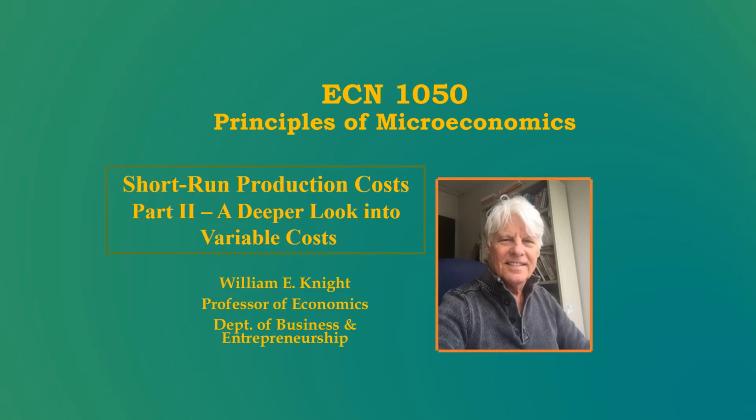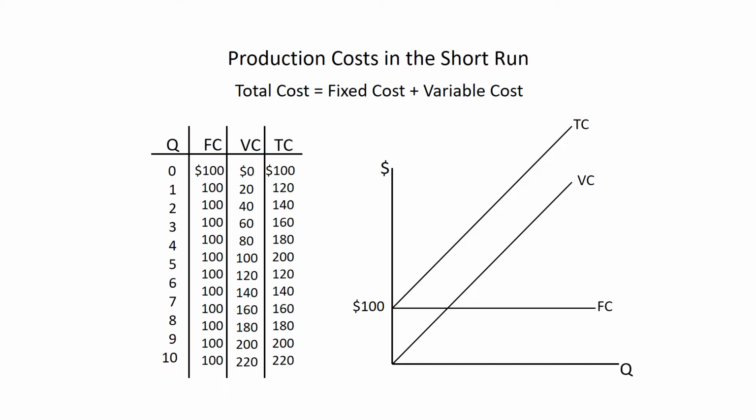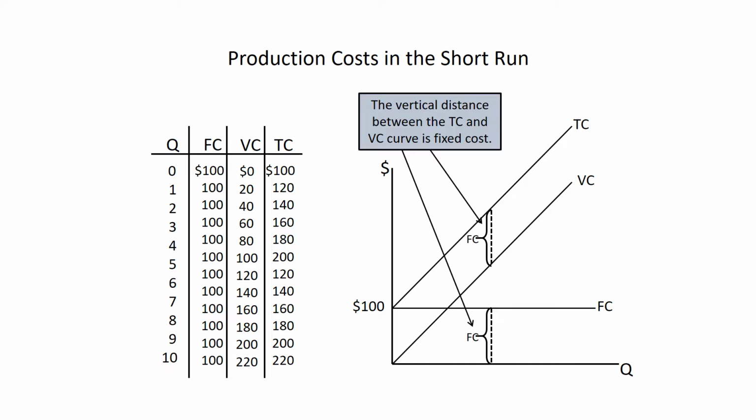In the previous video, we saw that the production cost relationships in their most basic form look like this. Total cost is divided into fixed costs and variable costs. The fixed cost function is a horizontal line and the variable cost function is a positively sloped line. The total cost function is also a positively sloped line that is vertically parallel to the variable cost function. The difference between the two is fixed costs.